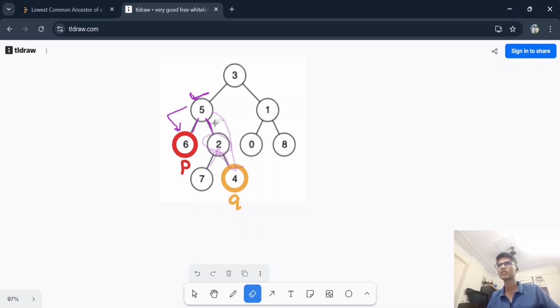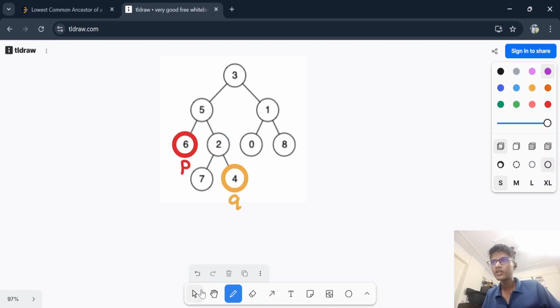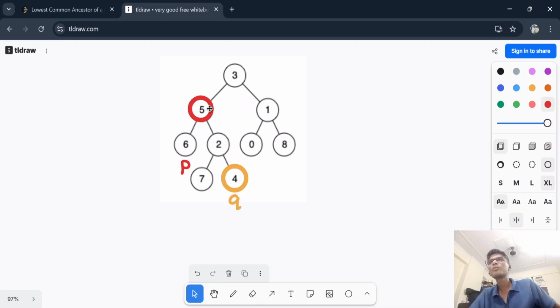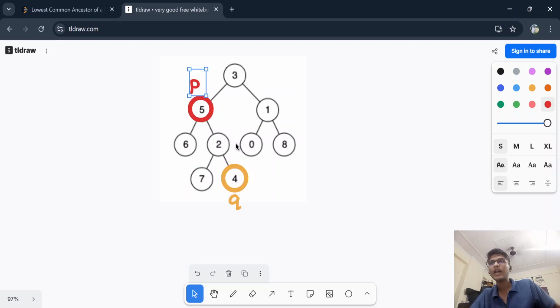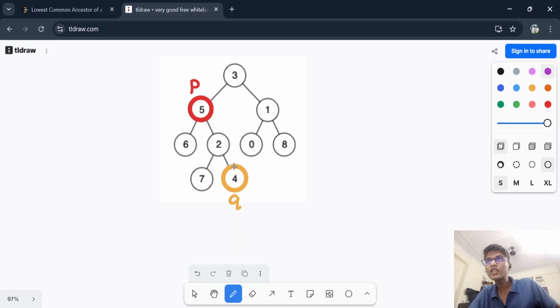I'm clearing this for now. Let's suppose P is this 5 and Q is this 4. The parent of Q is this 2, but in its left it doesn't have P, though in its right it has Q. So we have Q right now, and it will go to its parent. In its parent it will find P. This root is P as well, and it is a root as well. So this is our answer, 5 and 4.